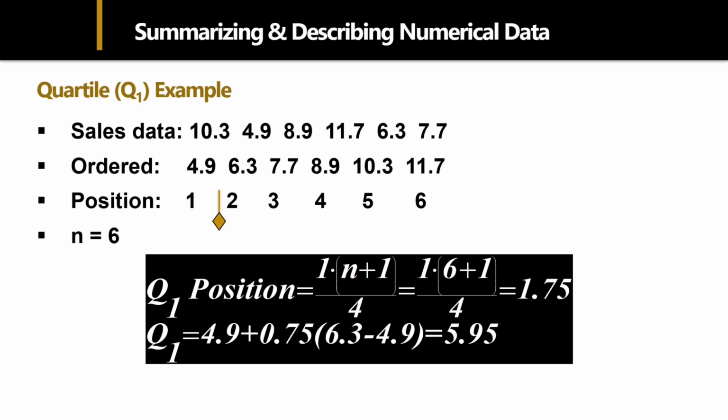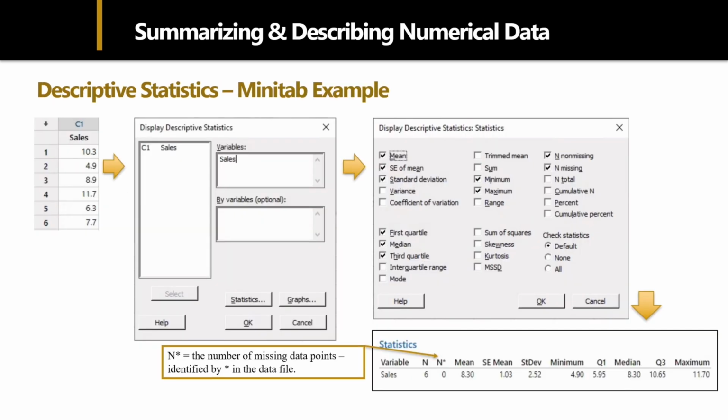Through the formula, we find out that the position is 1.75. That means we have to weight the second value 3 times more than the first one to get the representation of 1.75. That calculation is 5.95. There's an easier way. Who wants to add a bunch of values together on a calculator or even in Excel?